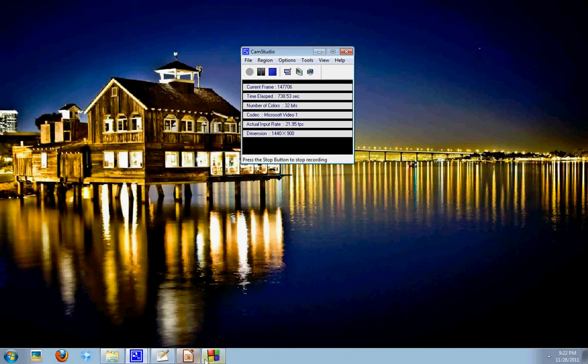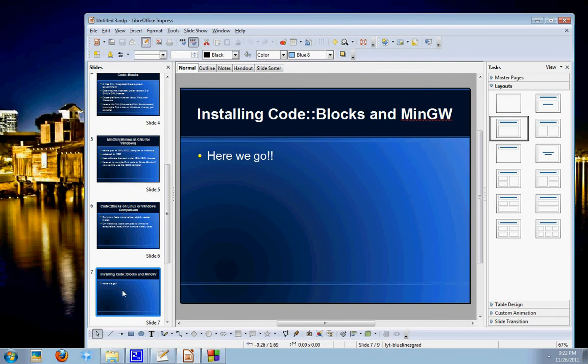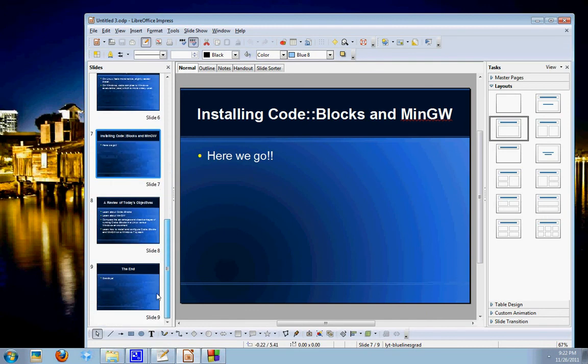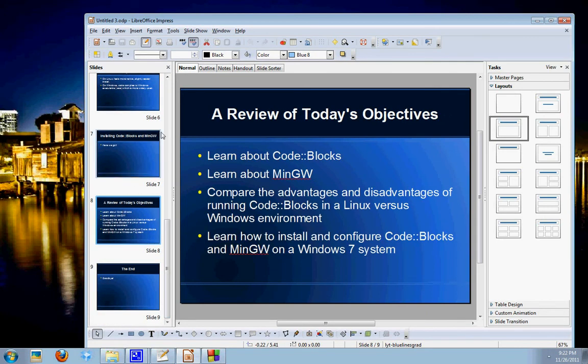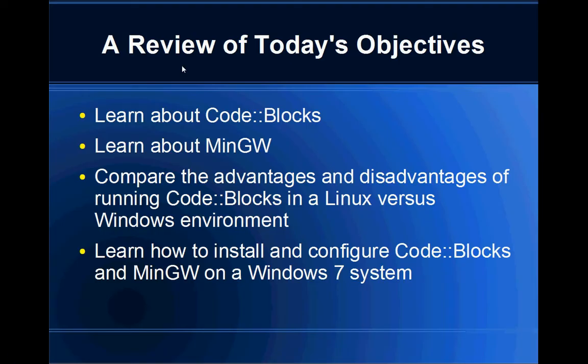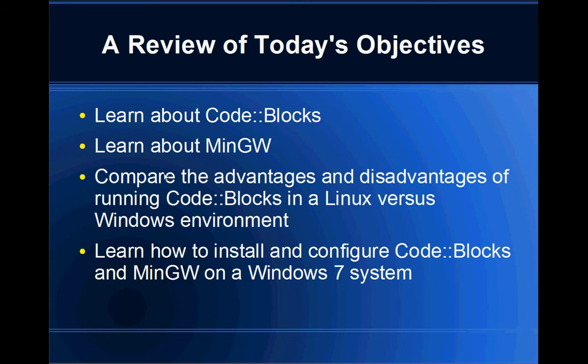So in review, let's go back to our lecture here. We learned about CodeBlocks. We learned about MinGW. We compared the advantages and disadvantages of running CodeBlocks in a Linux versus Windows environment. We learned how to install and configure CodeBlocks and MinGW on a Windows 7 system.